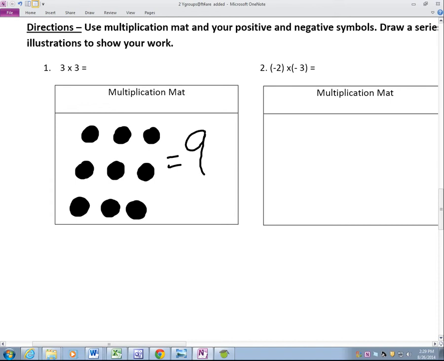So we have 9. The next one, however, is going to be a bit more of a challenge because we're going to demonstrate once again how it's going. So if I had to tell the story of the one we just did for number 1, we are adding 3 sets of plus 3. That's what we're doing there.